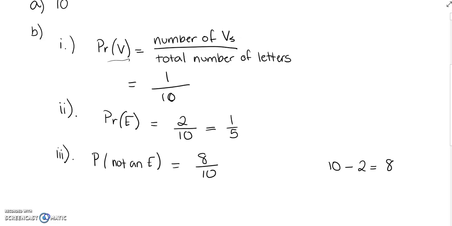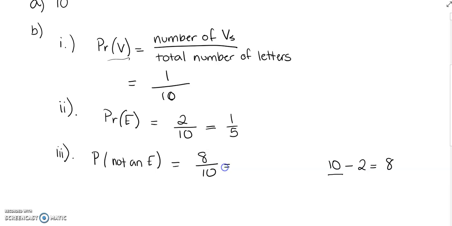The next one asks us to find the probability of not having an E. This means that I can do this one of two ways. I can either count up all the other letters in television, or I can use what I already know. I already know that there are 10 letters in total, and I can minus the 2 E's in television. That tells me I have 8 letters left over. So there are 8 letters in television over 10 total letters. This is another fraction that I can simplify.